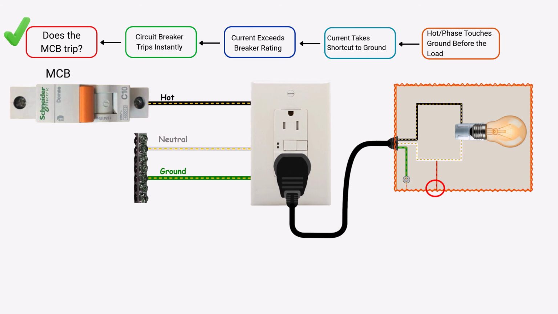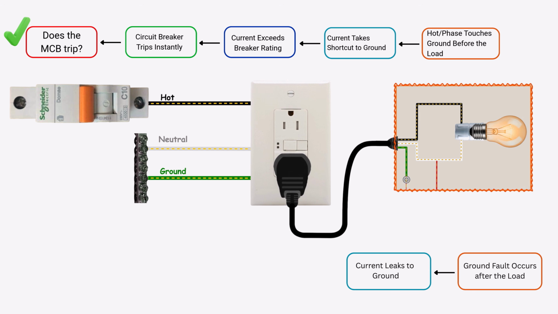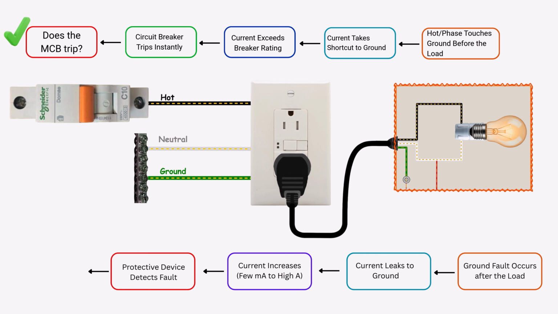But when a fault happens after the load, it's a different story. It's not the same as the hot wire touching ground before the load. This time, the current must first pass through the load before leaking to the ground. The load adds resistance, so the fault current is small, maybe just a few milliamps. That's far below what an MCB can detect. So the MCB stays on. There's no large overcurrent for it to sense.